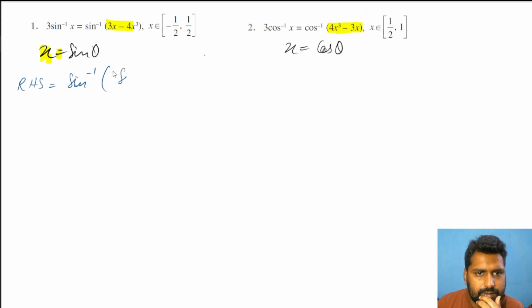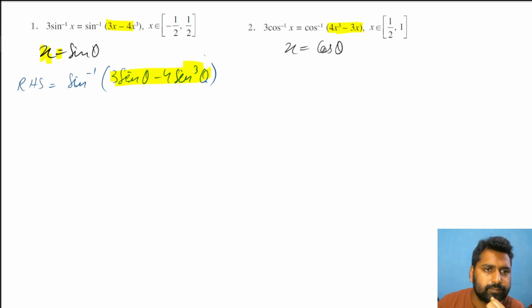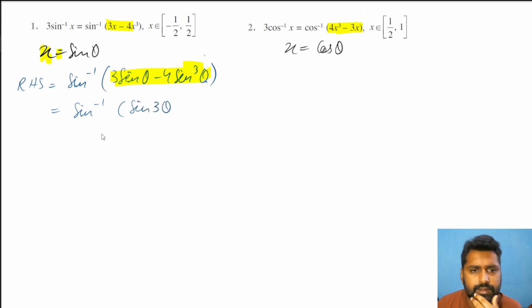This is 3x, that means 3 sine theta minus 4 sine cube theta. The moment you see this, you have to recall one property: this is sine inverse of sine 3 theta, the formula for sine 3 theta or sine 3A. Now what happens is that the inverse function cancels the sine, because you will calculate the value of it like this, sine inverse of sine 1 by 2.